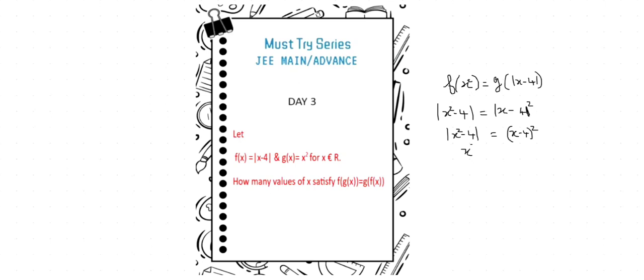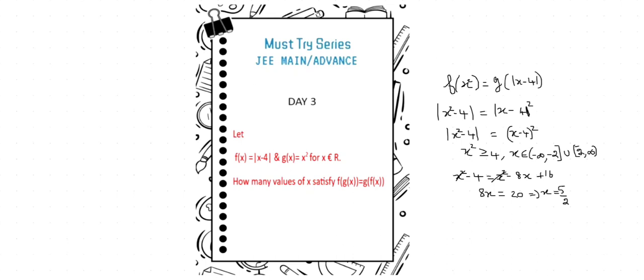If your x squared value is greater than or equal to 4, and when will this happen? When x belongs to minus infinity to minus 2, along with 2 to infinity. In this case, the value inside the modulus is non-negative, so there is no role for the modulus. I can just open it as x squared minus 4 without any changes. The right hand side will expand to become x squared minus 8x plus 16. x squared cancels off, so I'm left with 8x equal to 20. So this gives us one value of x, 20 by 8, which is 5 by 2. So x equal to 5 by 2 belongs to this particular interval, so it's a correct answer.